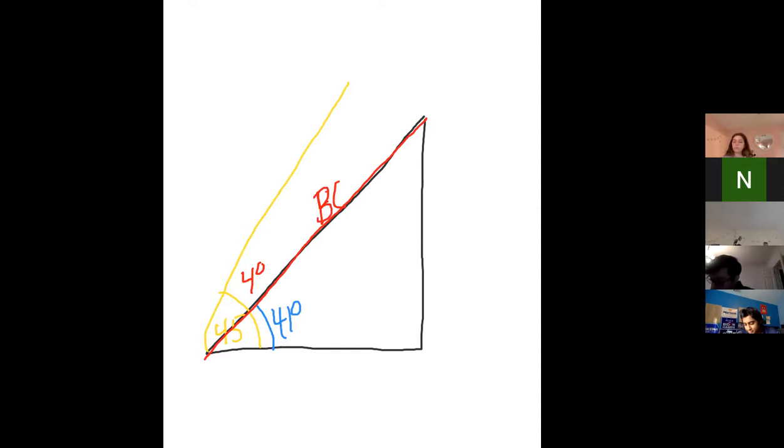So then the last equation you have to find, the height of the building, that would be opposite of 41. So you have sine of 41 is equal to the height divided by BC.